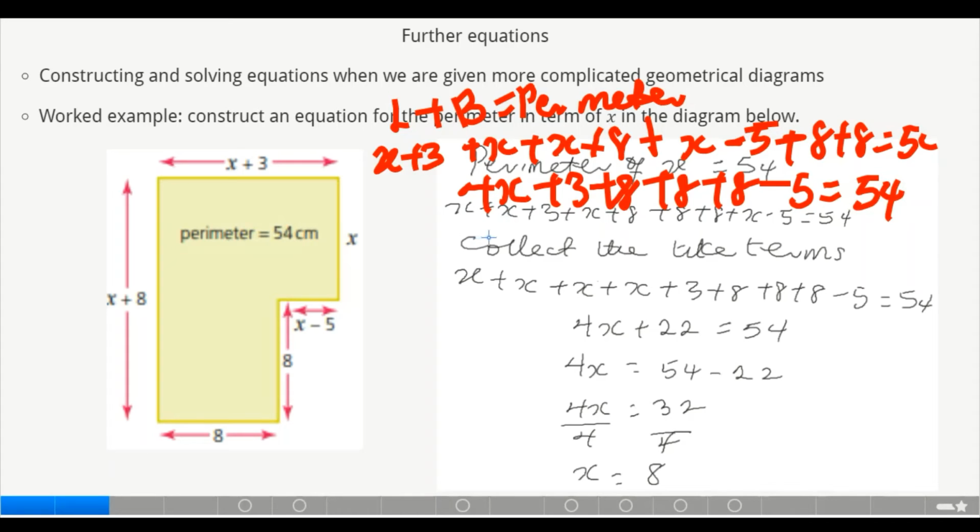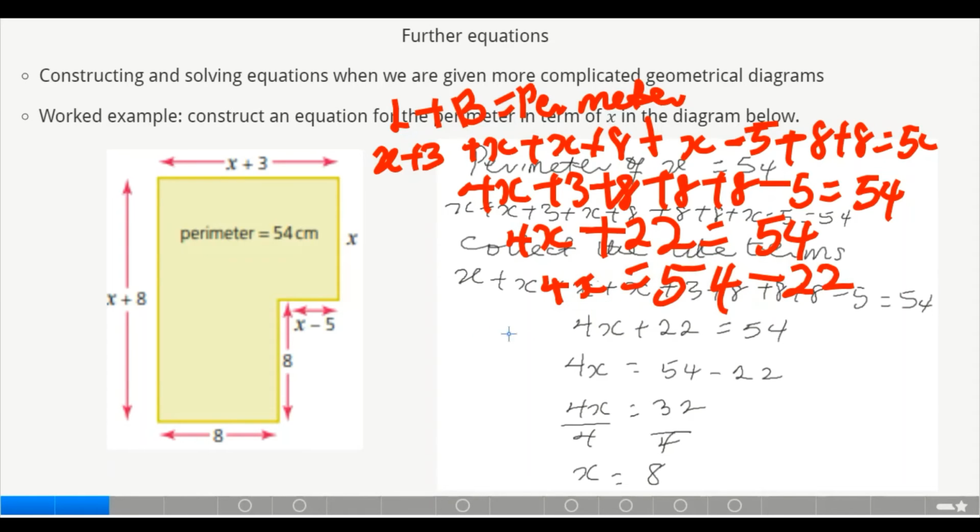Now let's add plus 3 plus 8 plus 8. That's going to give us what? 27. Now what is 27 minus 5? That is 22. So we have 4x plus 22 equals 54. We want to get x out, so we take plus 22 to the other side, and it changes to what? Minus 22. So we have 4x equals 54 minus 22. What is 54 minus 22? That is 32. So we have 4x equals 32.